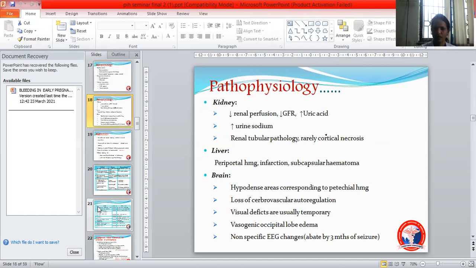In the kidney also, there's reduced perfusion and glomerular filtration rate. So there is an increase in uric acid, urine sodium, and renal tubular pathology. Rarely, you can see that cortical necrosis can also happen.